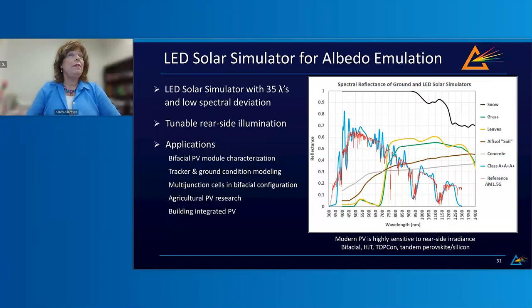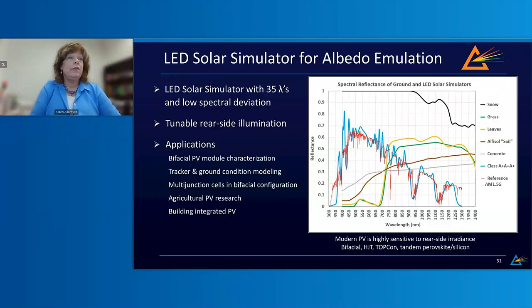So here's an example of an albedo emulation. LED solar simulators with low spectral deviation and high coverage can produce both the high intensity and the spectral content of various albedos shown in the graph. With their individually controlled wavelengths, programmability, stability, and variable suns output, they're an excellent choice for this type of research because of their flexibility. There are numerous applications that benefit from this capability.